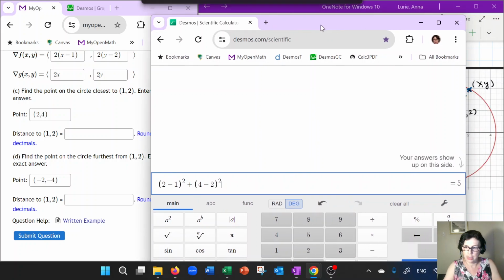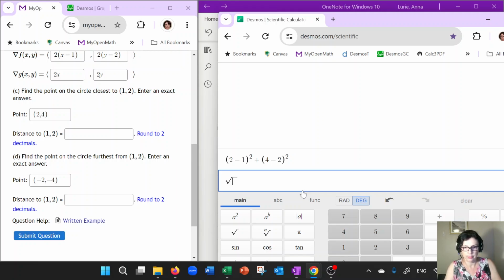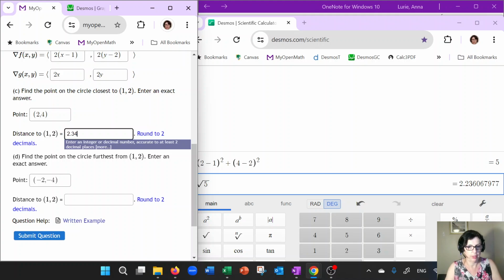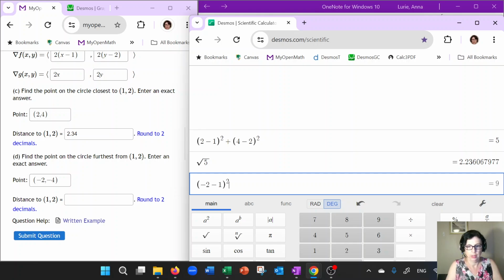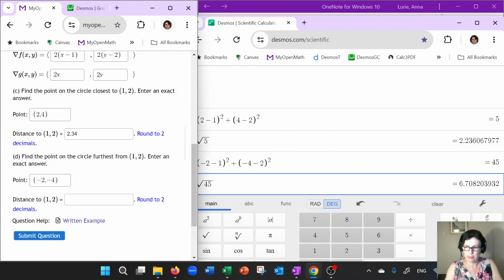So looks like I got 5. So my distance is going to be square root of 5, but don't forget to put the square root and round to 2 decimal places. So I got 2.34 for the distance to (1, 2). And then for the other one, (-2, -4). So let's do that. Oh, oops, -2 and -4. And I got 45. What is the square root of 45? That's something like 6.71. So you can see that this point definitely was closest and this is the furthest.